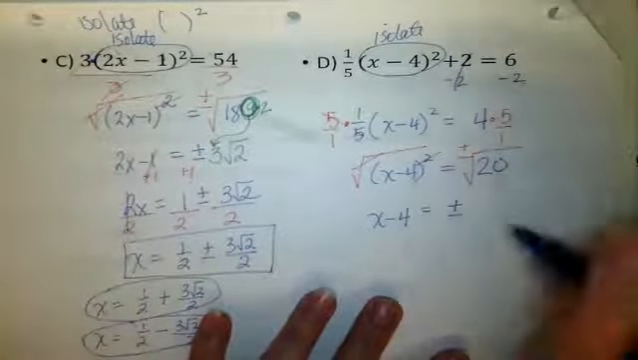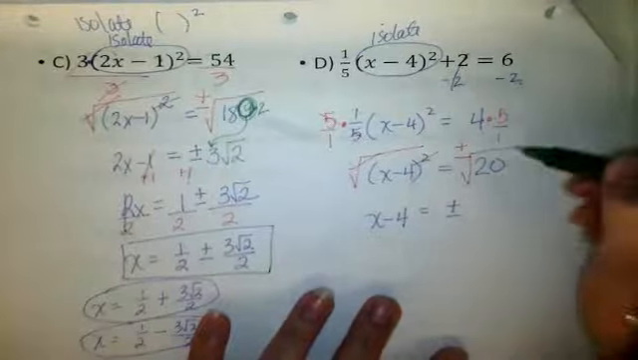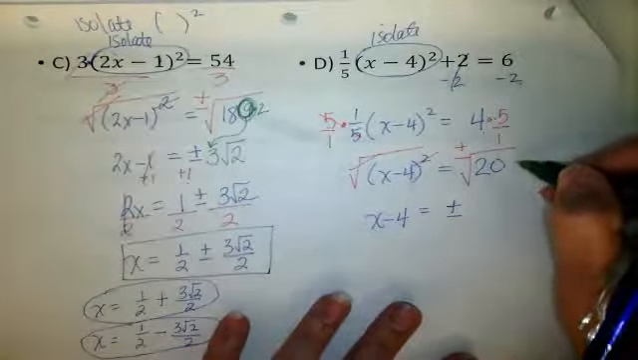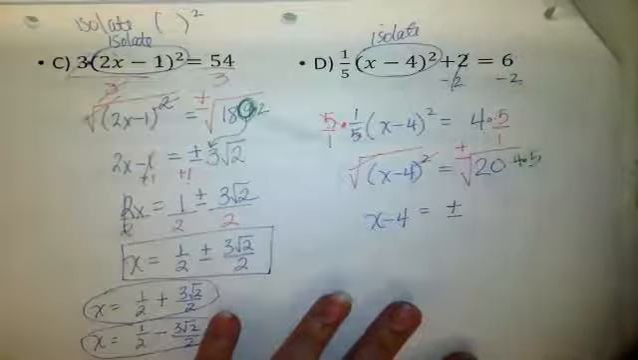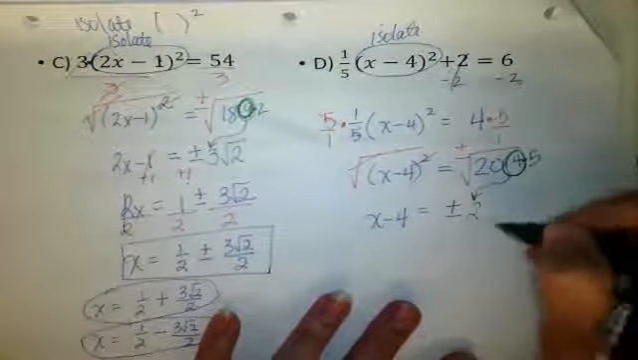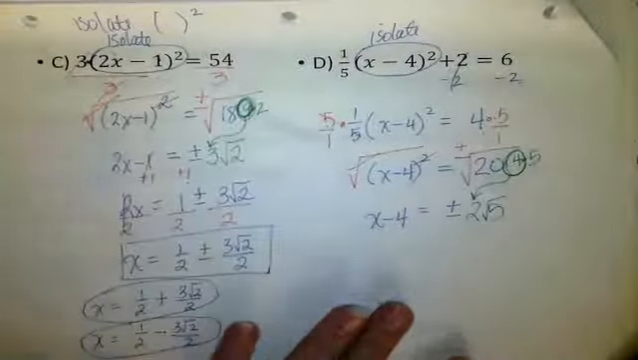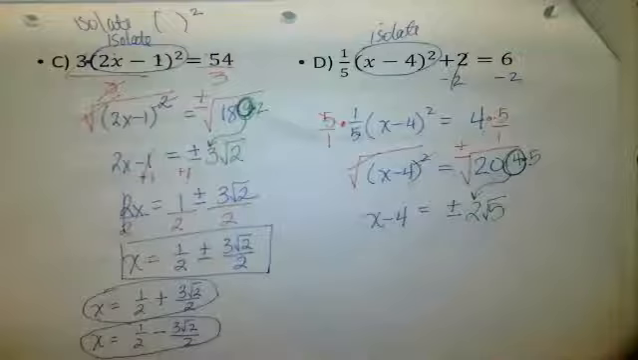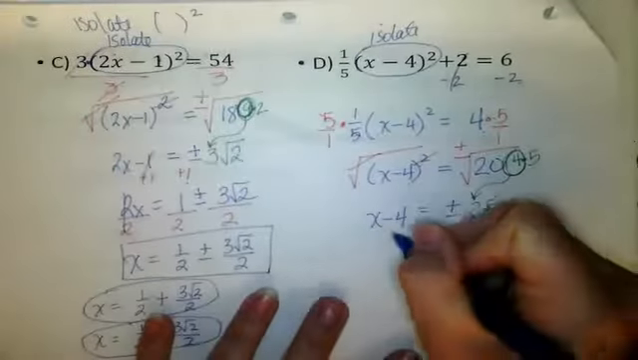We have plus or minus, and we have to simplify the square root of 20. What are my factors for 20? 5 and 4. 4 times 5, good choice. What is the square root of 4? 2. And then the 5 stays under the radical because it's not a perfect square. And then how do you get x by itself?